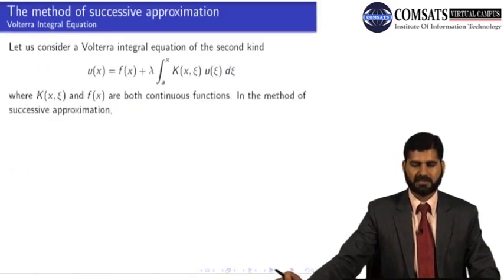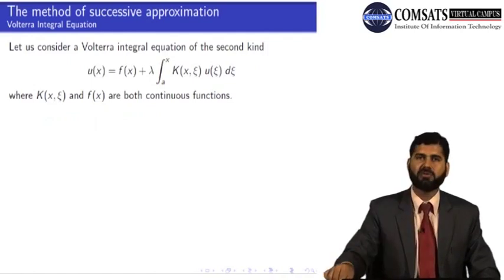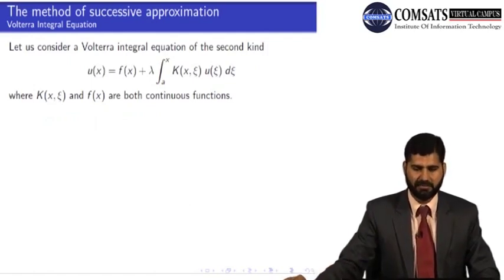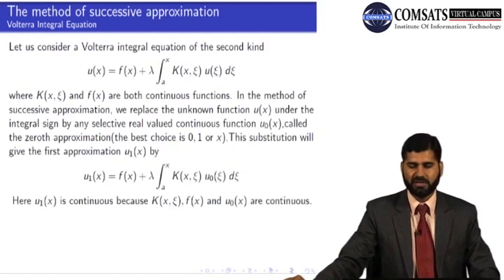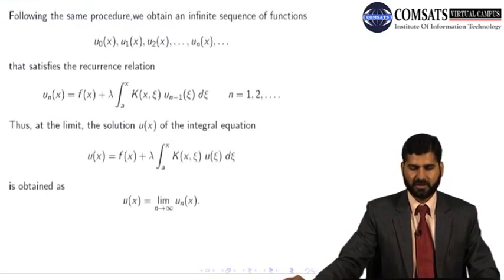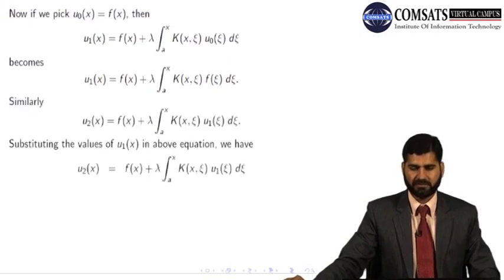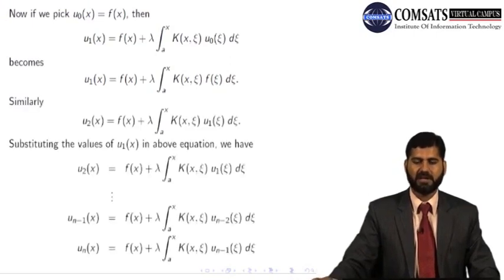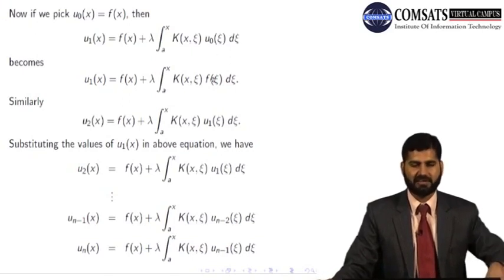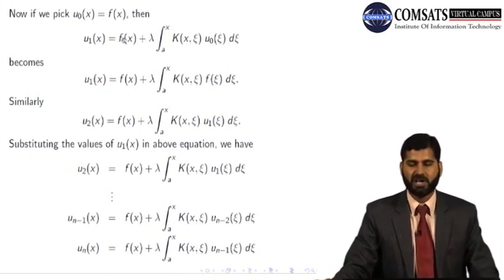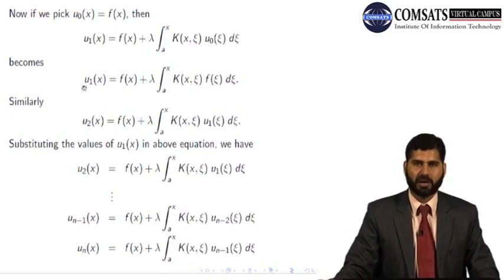So what was the method of successive approximation? For Volterra and Fredholm, they are exactly the same. All right, so what you need to do is, you take u naught of x to be f of x, whatever is given in your function. You take this one, you find u1. Similarly, you replace u1 here, you find u2. You replace u2, you find u3, and so on up to un.